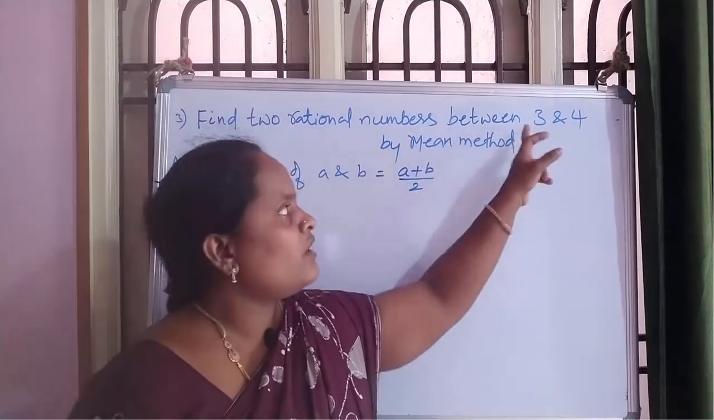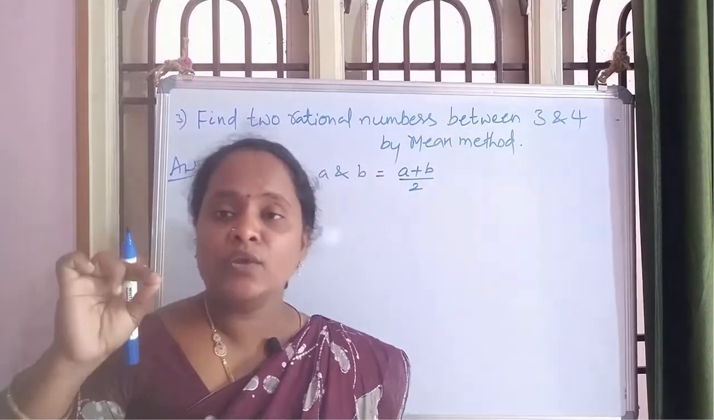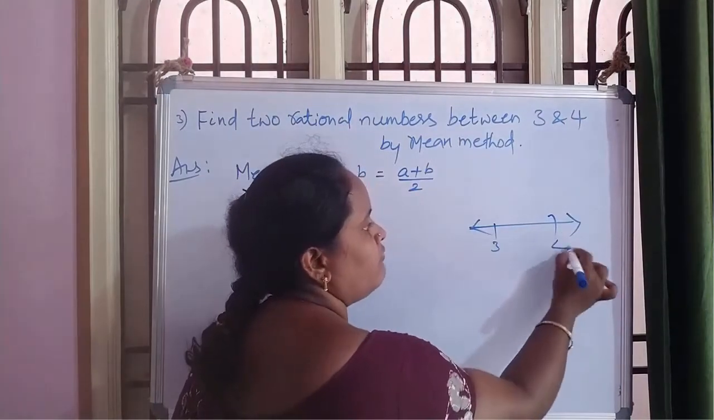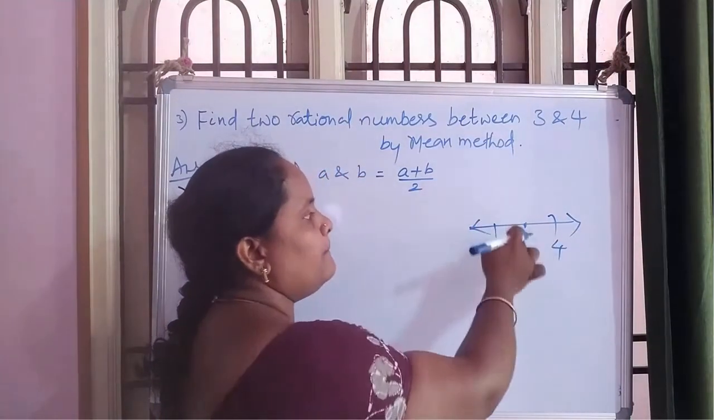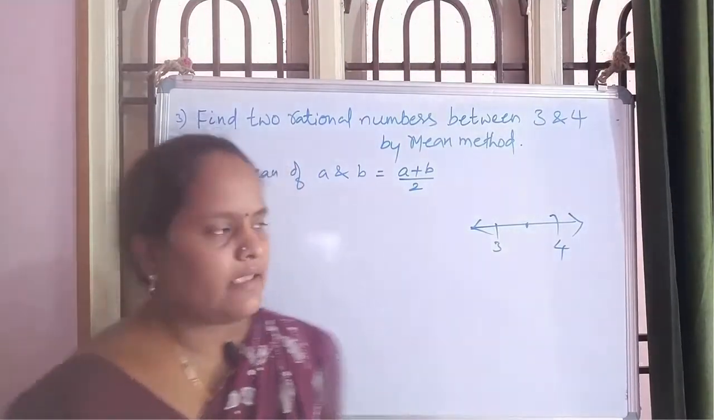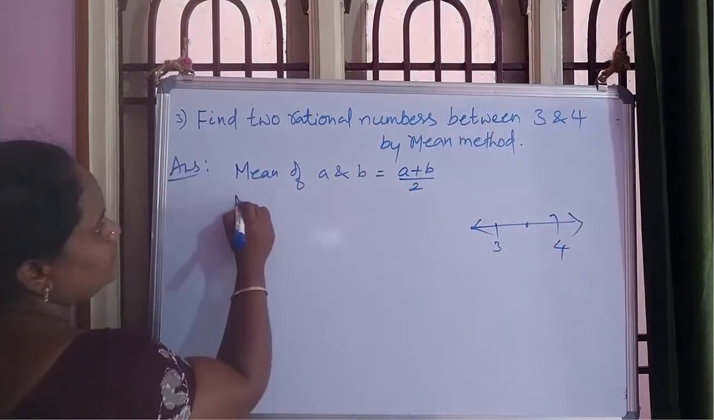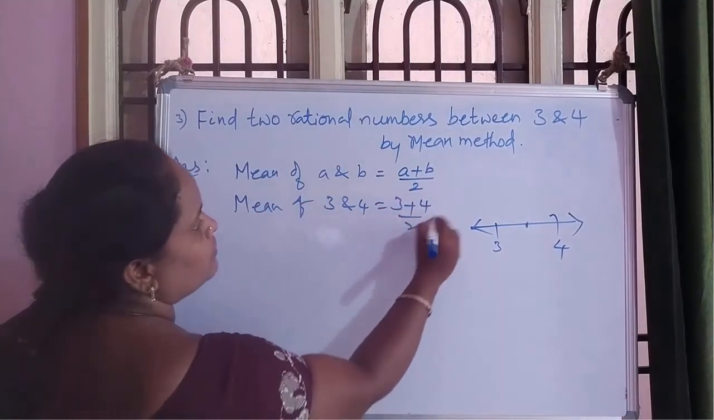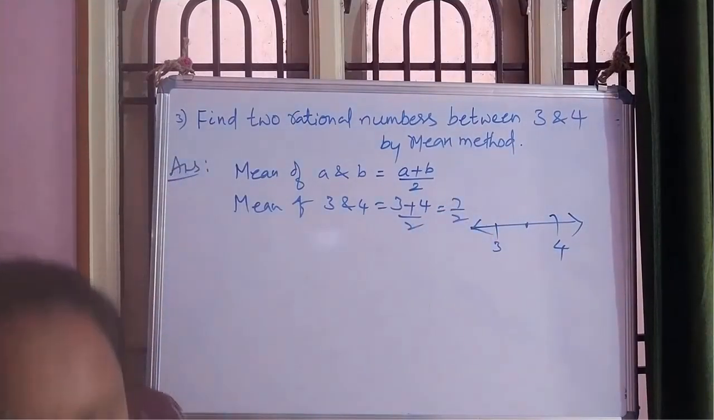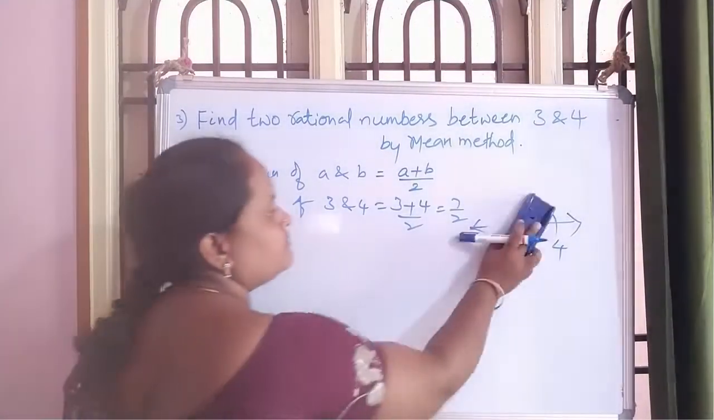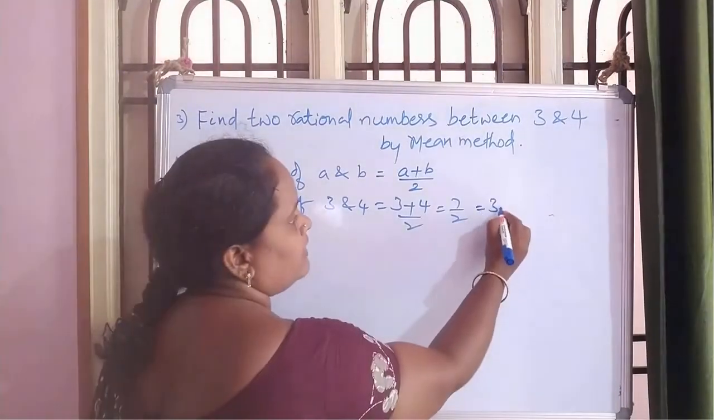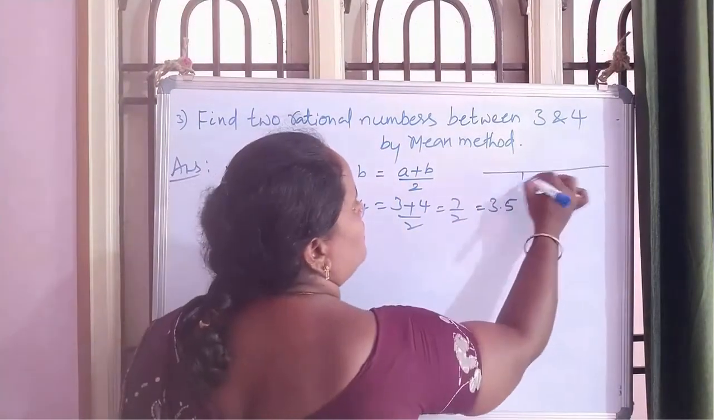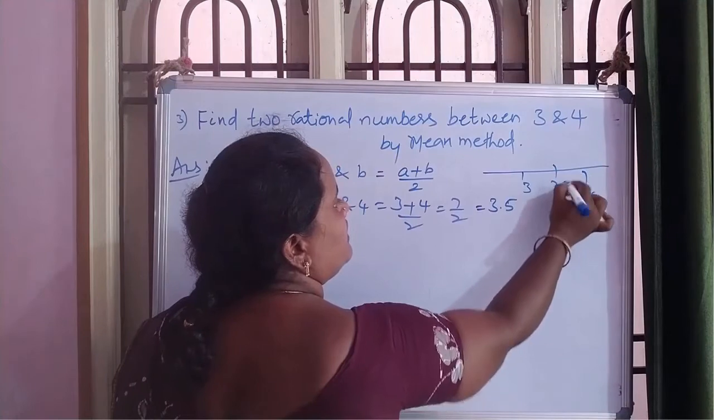If I take the mean value of 3 and 4, that is the mid value of 3 and 4. On the number line, if I have 3 and 4, the mid value is nothing but the mean. So I am using mean here. The mean of 3 and 4 is 3 plus 4 by 2, that is equal to 7 by 2, that is equal to 3.5. So 3.5 definitely lies between 3 and 4.